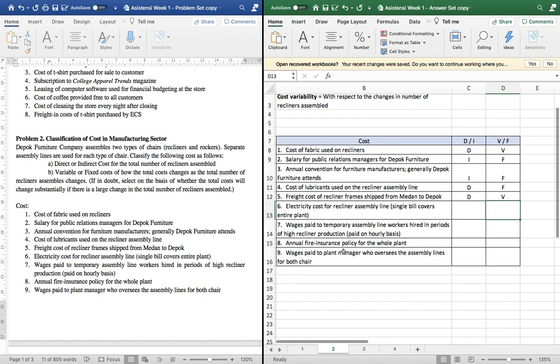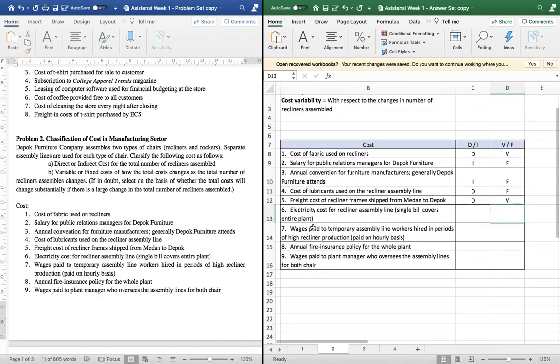And the sixth one, electricity cost for recliner assembly line, single bill covers entire plant. Because it is a plant-wide cost, it is an indirect cost, and it is variable. When we increase the number of recliners, we have to incur or pay more electricity cost.